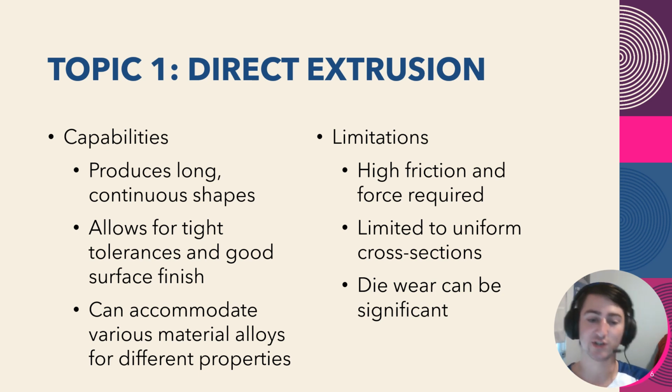And the limitations are extremely important to talk about. There is a high friction force that's generated between the billet and the die, as well as the press. There's also a large force required to force that metal through. You're limited to only uniform cross sections, so if you want variation, you have to use a different technique, and the die wear can be significant, so you may have to replace these parts after semi-frequent use.